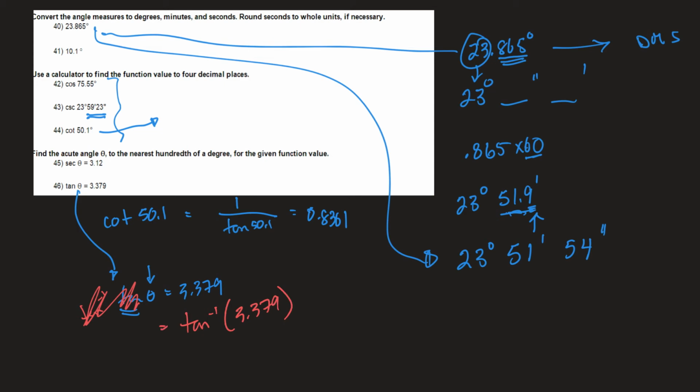3.379. And so on my calculator, I'll just do that. So arctan, and usually it's tan with a -1 button on it. The arctan of 3.379, 73.5 degrees. So that angle is 73.5 degrees. Oh, they say nearest hundredth. So that's 2 decimals, 51. 73.51 degrees.